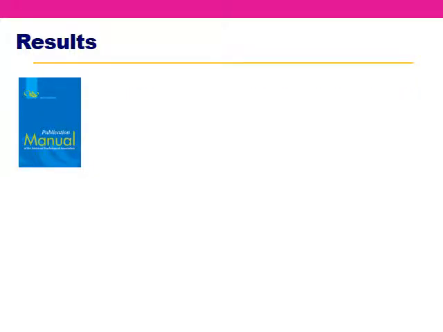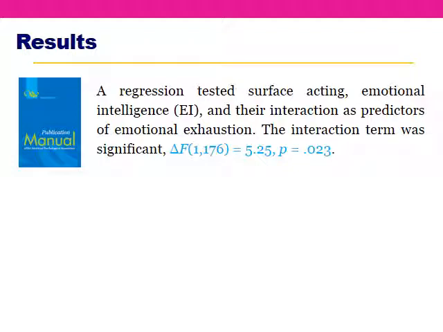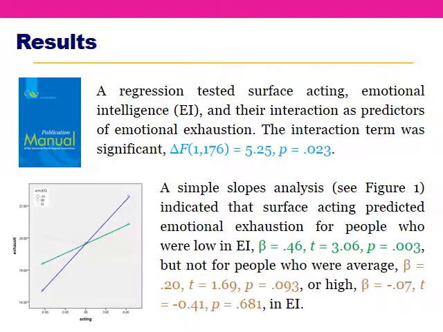So here's how we'd write up these results. First, we're going to just say what we did, and we're going to talk about the interaction. So our regression included surface acting, emotional intelligence, and the interaction between those two things as predictors of emotional exhaustion, and we did find a significant interaction in that F-change test in the output. So we then went and did a simple slopes analysis, and we found that surface acting predicted emotional exhaustion, but only for people who were low in emotional intelligence, not for people who were average or high in emotional intelligence.